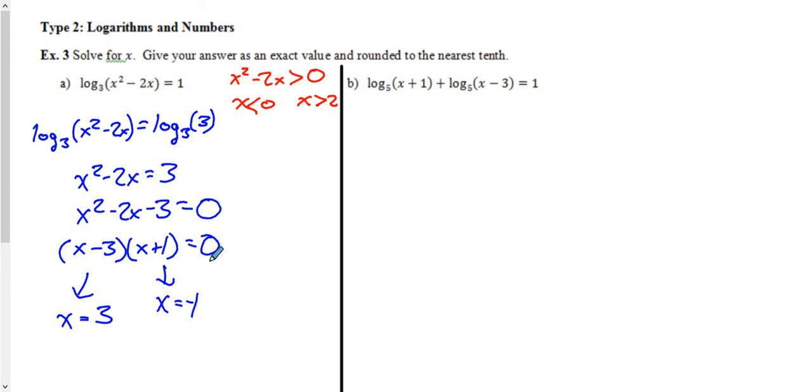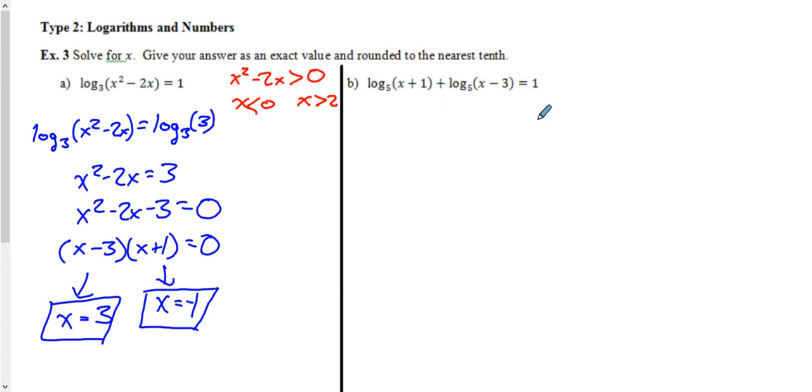And out of our two factors, let's double check with our restriction. Well, is x equals 3 greater than 2? It sure is. So I'm going to put a square around it to box it off, indicating that's a solution. x equals negative 1 is not greater than 2, so it doesn't fit. However, it is less than 0, so it does fit our restriction. So there we go, boxing that as well, because it does work for our solution.